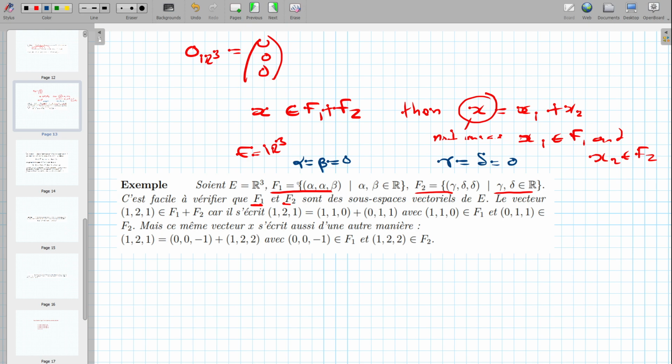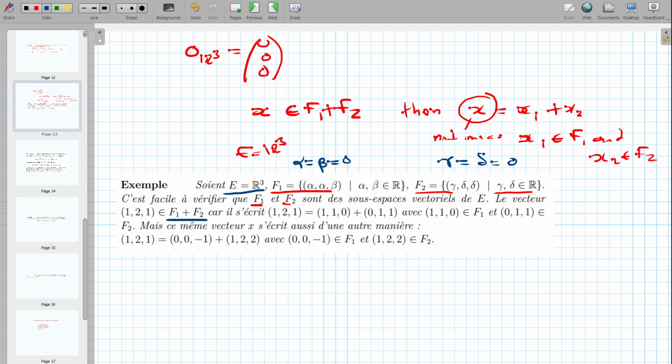Then do we have stability by summation? Of course, you can easily verify. Do we have stability by scalar multiplication? Of course, you can easily verify. Now, f1 and f2 are subspaces of what? Of R3. We now define a new set, f1 plus f2.